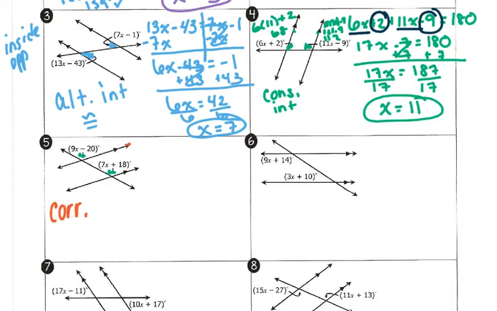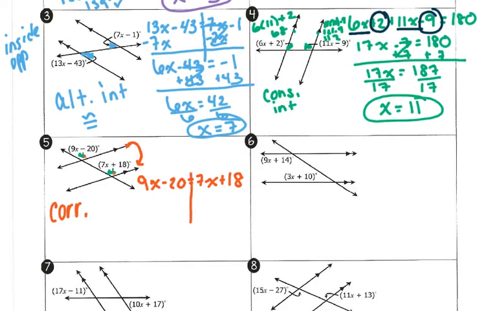Because if I were to pick up this first line here and put it right on top, those two angles would be in the same position. So we know corresponding angles are congruent. So setting it up, I can simply say that they need to be equal to one another. And then all I have to do is solve my equation.